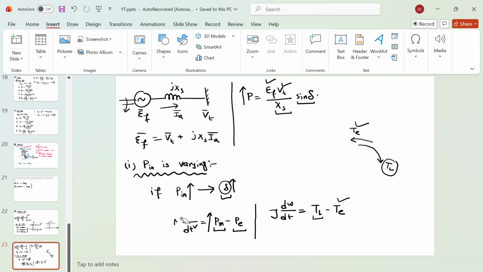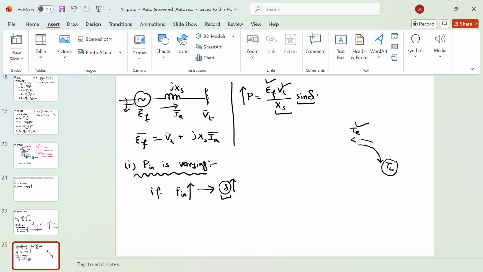Maybe I can show the rotor view also. Let's say you have this rotor of a synchronous generator, and this is my rotor, this is my rotor axis, at t equal to 0. And this is my rotating magnetic field, which is rotating at omega s, and this is my rotor which is rotating at omega r, let's say, although these two need to be the same, but I want to see the transient conditions.